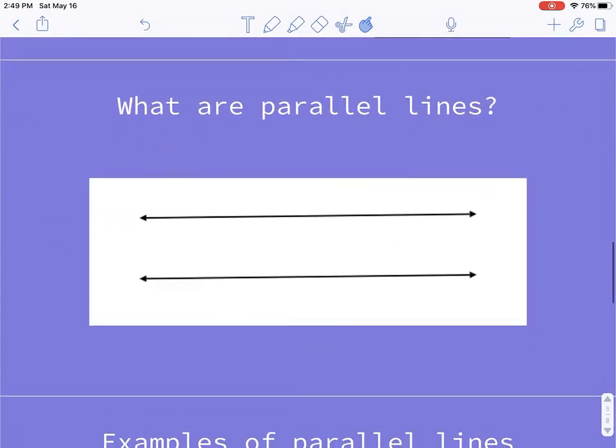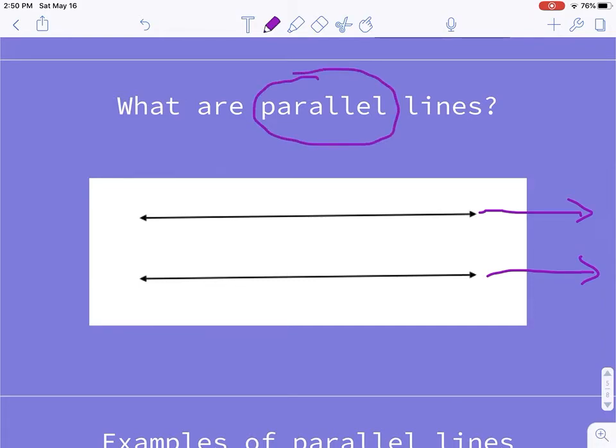Okay, what are parallel lines? Now, parallel lines are lines that are never going to touch. And something that I remember is they're kind of like railroad tracks. A railroad track is never going to cross or else the train wouldn't be able to go on it, right? They're lines that just can keep going forever and they're never going to meet, right? They're never going to touch each other. They can just keep going. So that's what parallel lines mean.